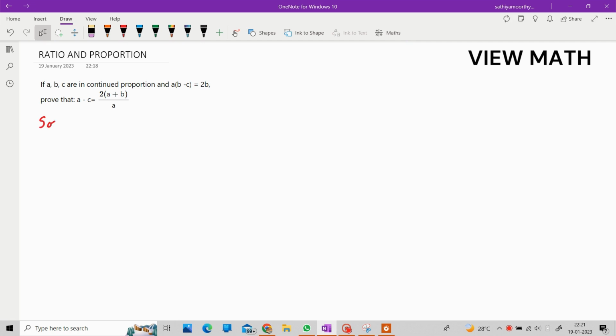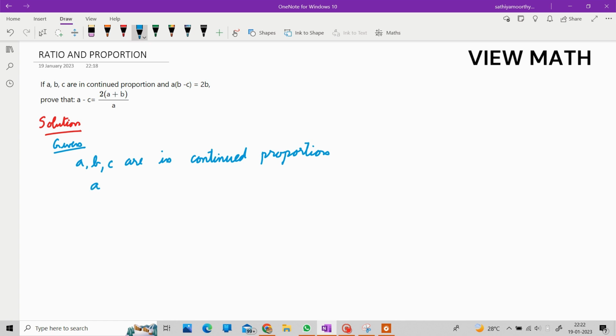So what is given in this problem is a, b, c are in continued proportion. Let me write it first. a, b, c are in continued proportion. So I can write a, b, c as a is to b is equal to b is to c.